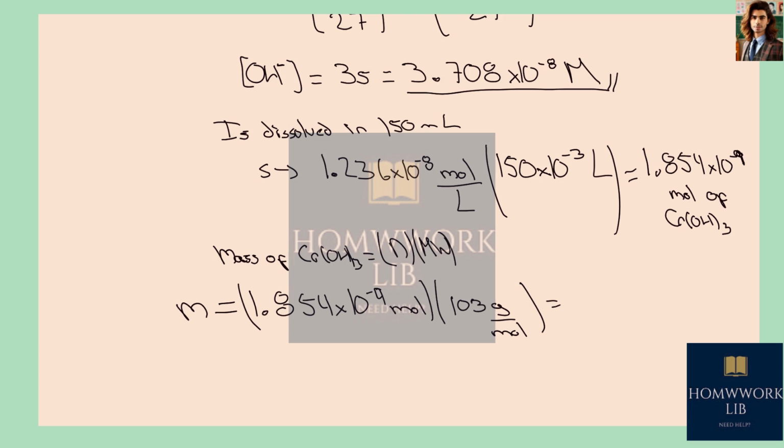So our result in grams is that 1.9 times 10 to the minus 7 grams of chromium hydroxide are going to be dissolved in our saturated solution of 150 milliliters.